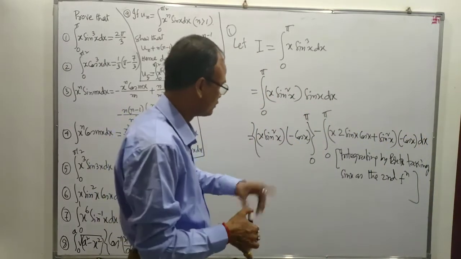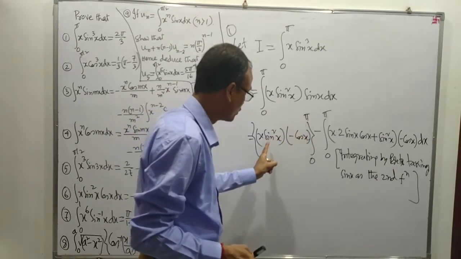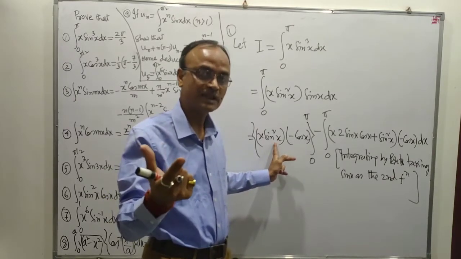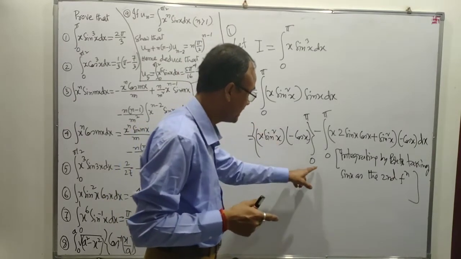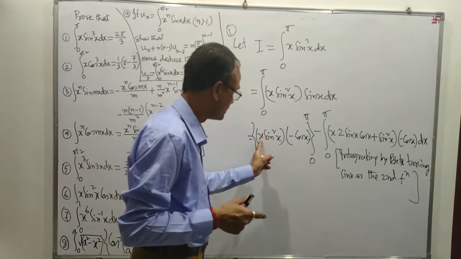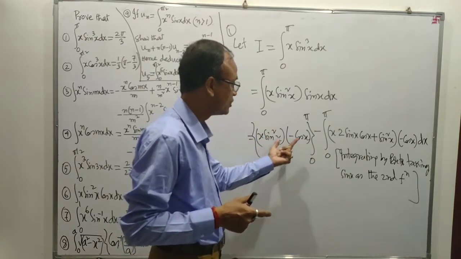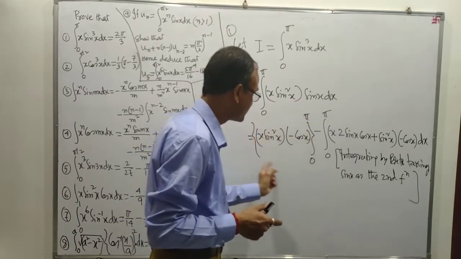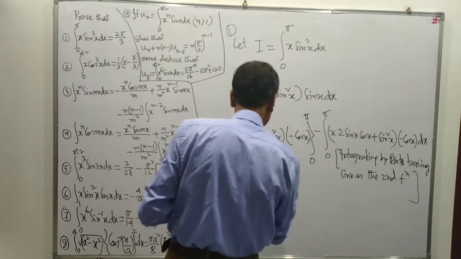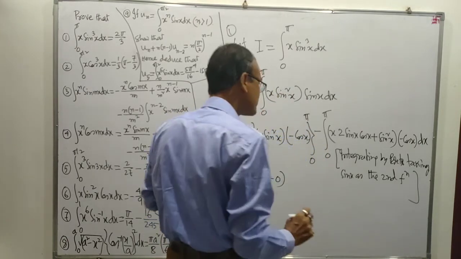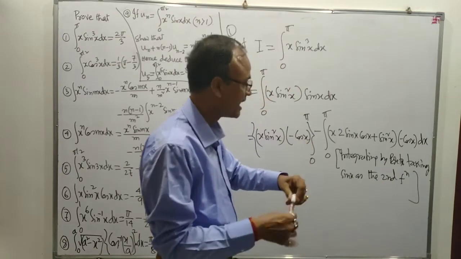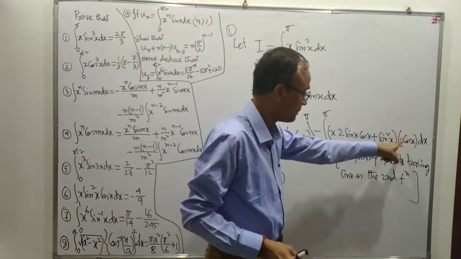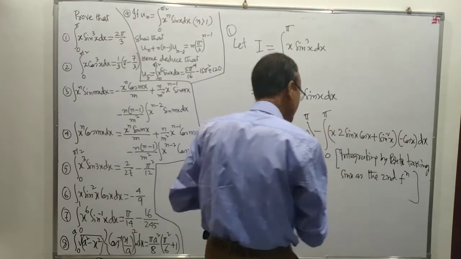Now, you see here, if you put pi, what is the value of sin pi? The value of sin pi is 0. If you put x equal to 0, it is 0. Therefore, the contribution from this term will be 0. This is equal to 0 minus 0, simply. Now, this term is multiplied by minus cos x. Minus into minus, you may write there plus.